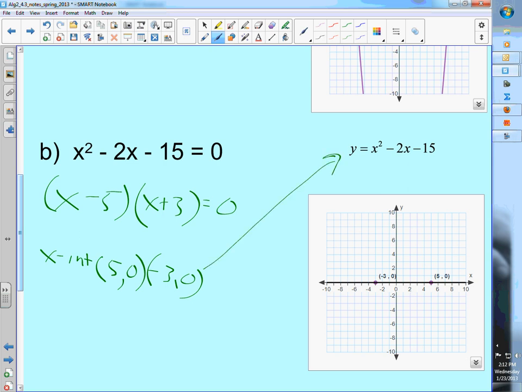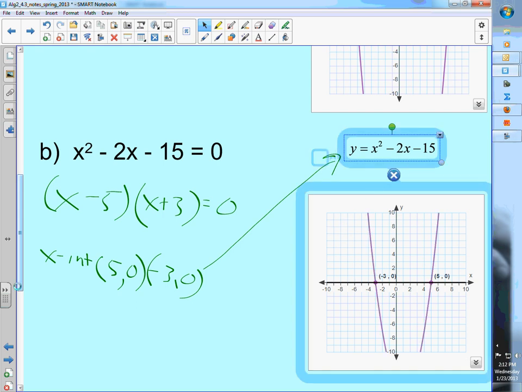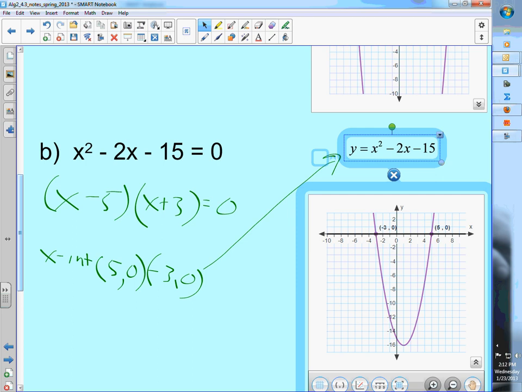So when we graph, you would expect negative 3 and 5, that's your intercepts. Halfway between those, when you add those up, you're going to be at positive 1. And then to figure out what the y value is, you're going to plug in here. 1 minus 2 minus 15 will be negative 16. You can see down here 1's negative 16.